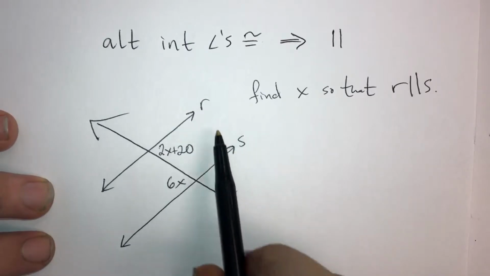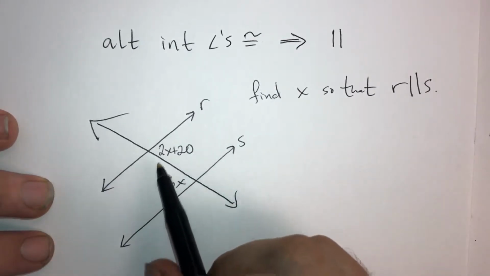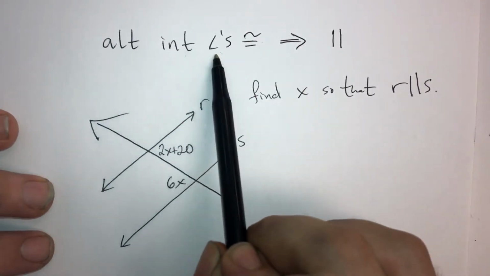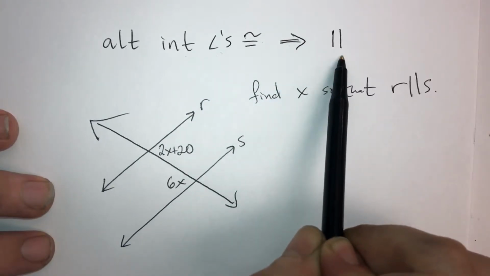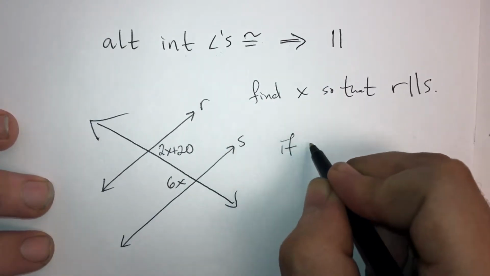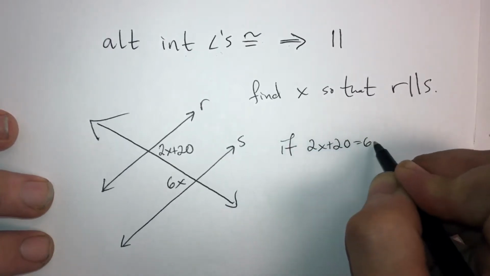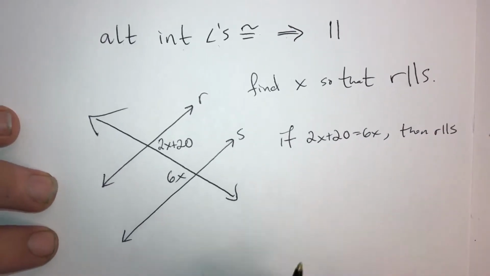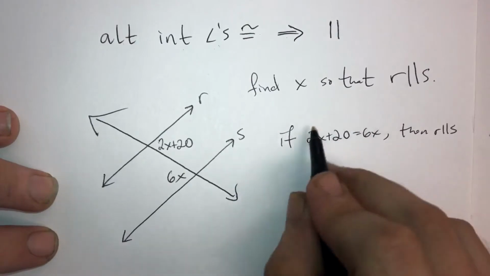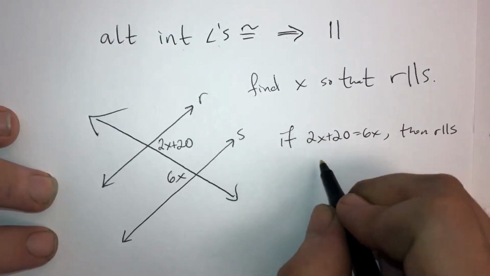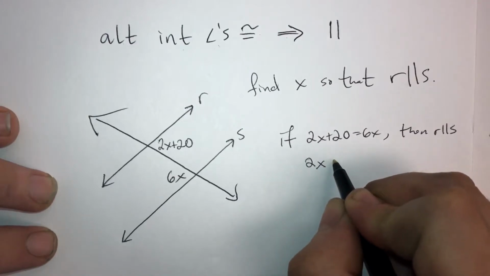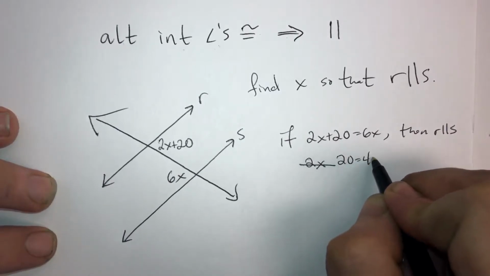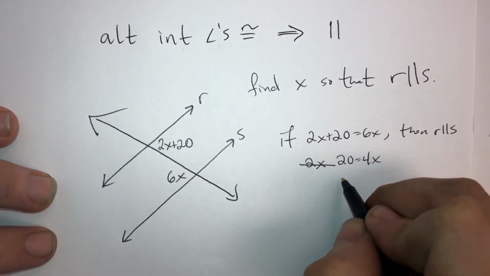So when is r parallel to s? Well, r is parallel to s when alternate interior angles are congruent. If alternate interior angles are congruent, then the lines are parallel. So if 2x plus 20 is equal to 6x, then r is parallel to s. So what do we need x to be in order for this to be true? Let's see. 2x, I don't want 2x. Let's subtract 2x from both sides. That gives me 20 equals 4x. So then looks like x equals 5.